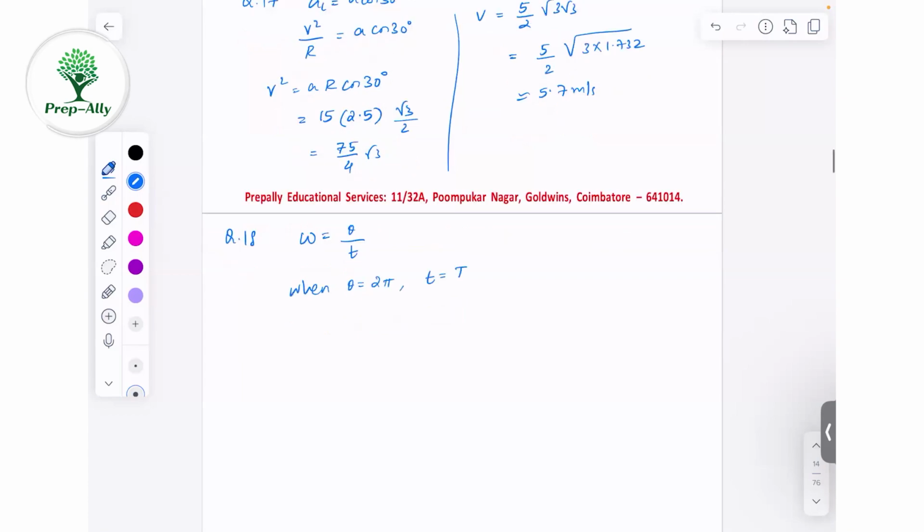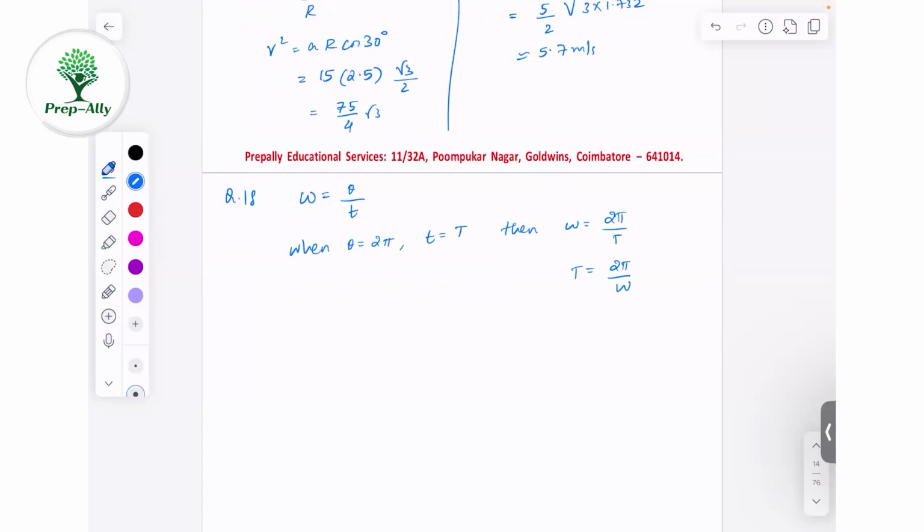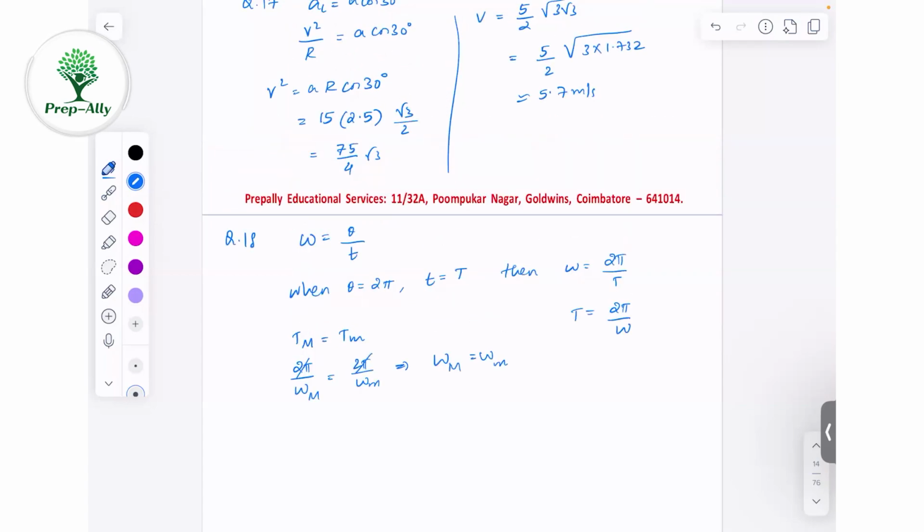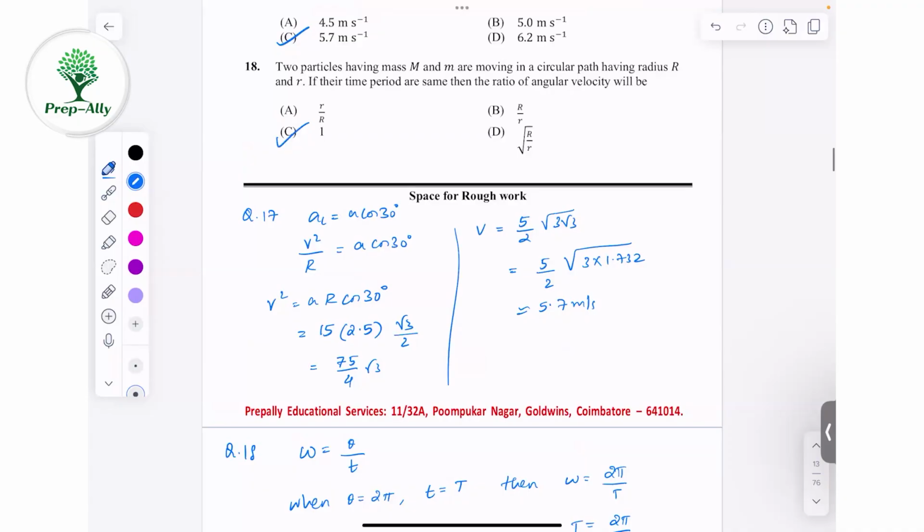So then we can say that omega is nothing but 2 pi by T, which means time period is 2 pi by omega. Now, the question states that the time periods are same for both the masses. So we can write this as 2 pi by omega for capital M, and this is 2 pi by omega for small m. The 2 pi gets cancelled and we are left with omega M equal to omega small m, which means the ratio is just 1. So equal time periods correspond to equal angular velocities.